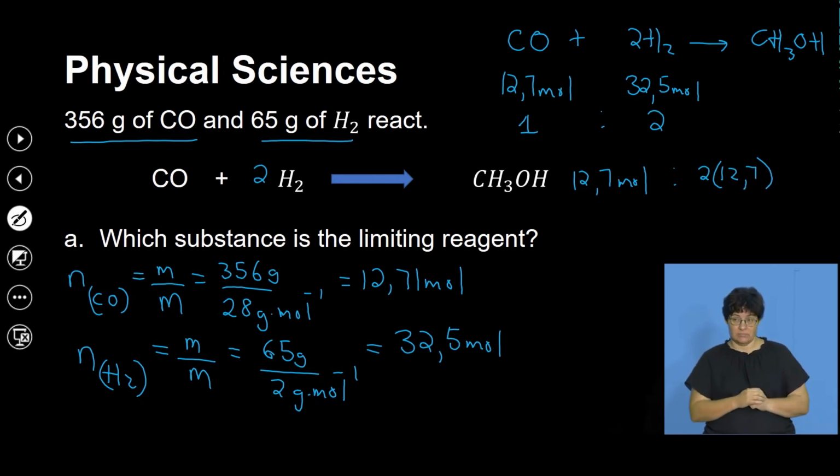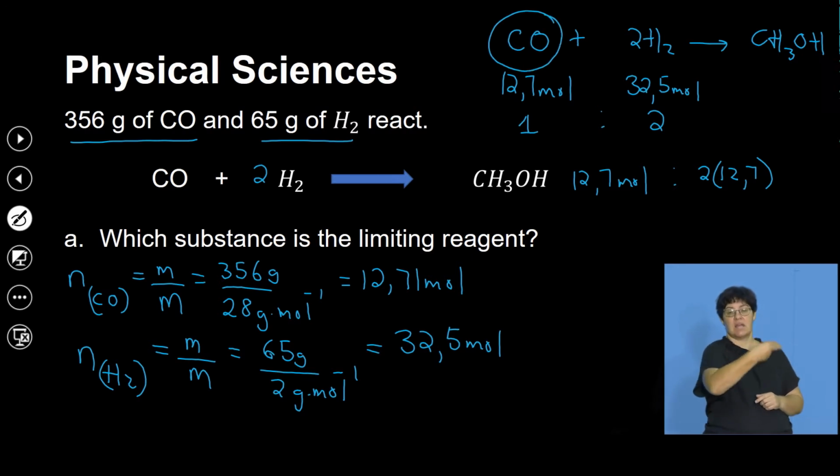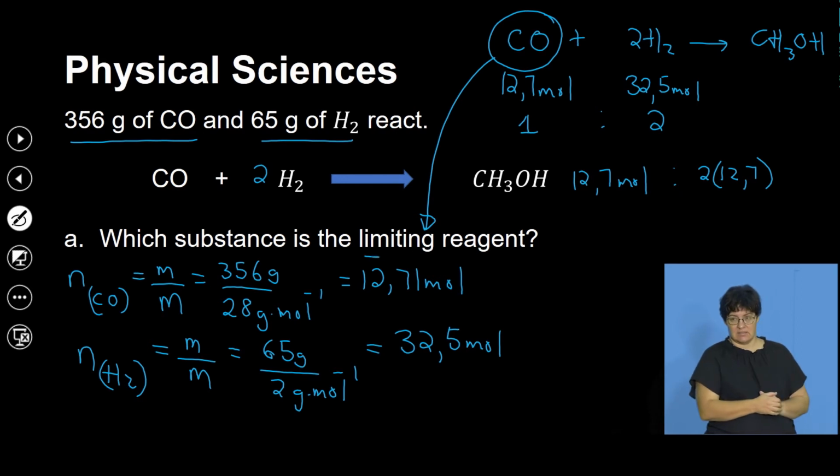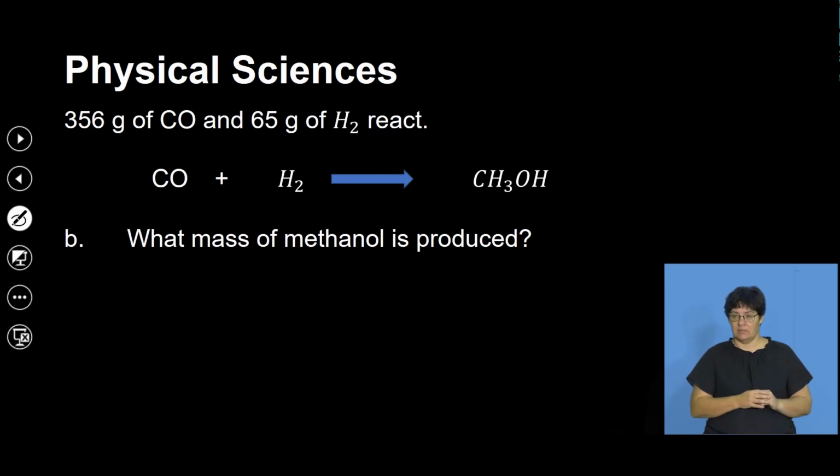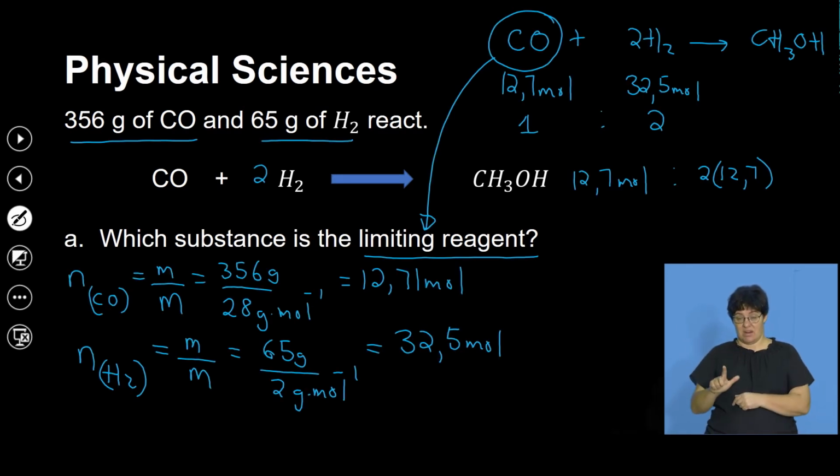As a result, all the carbon monoxide will be used up in the reaction, and it becomes our limiting reagent. Now, how many moles of hydrogen will remain unreacted? That's the next question. First, what is the mass of methanol that is produced? Maybe we want to start there. If we go back, 12.7 moles of carbon monoxide produces the same number of moles of methanol.